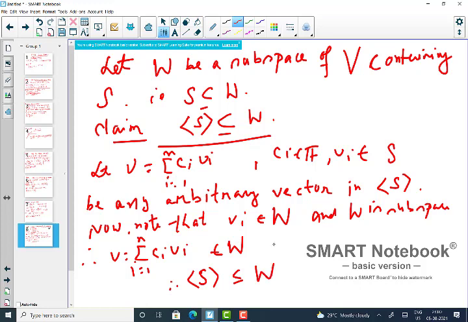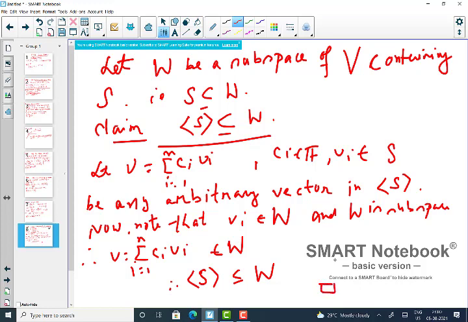So what does that mean? That means whenever you choose any subspace which contains S, it also contains the span of S. So span of S is the smallest subspace of V containing S. Okay, so this is the proof.